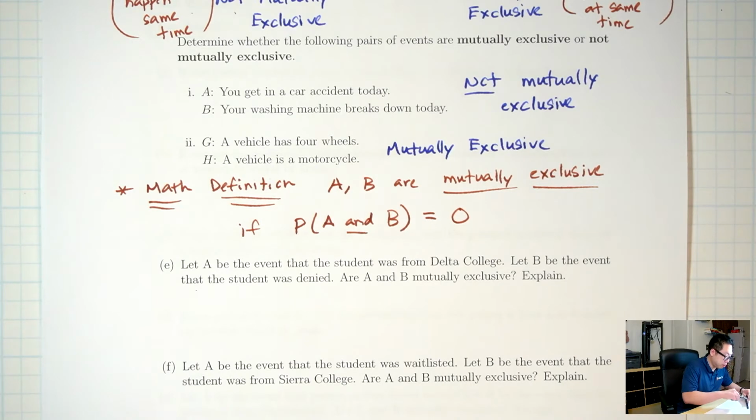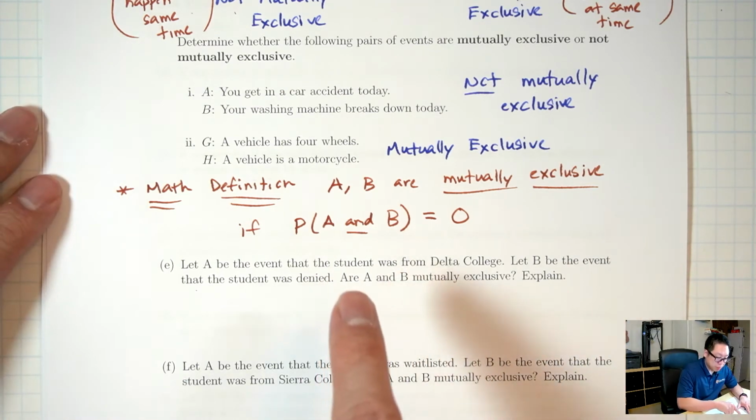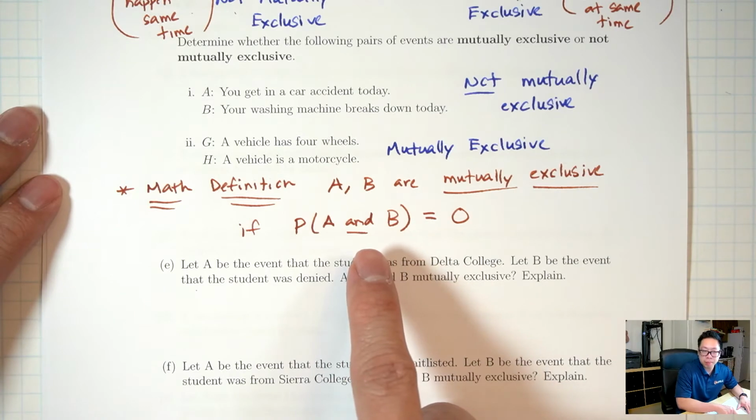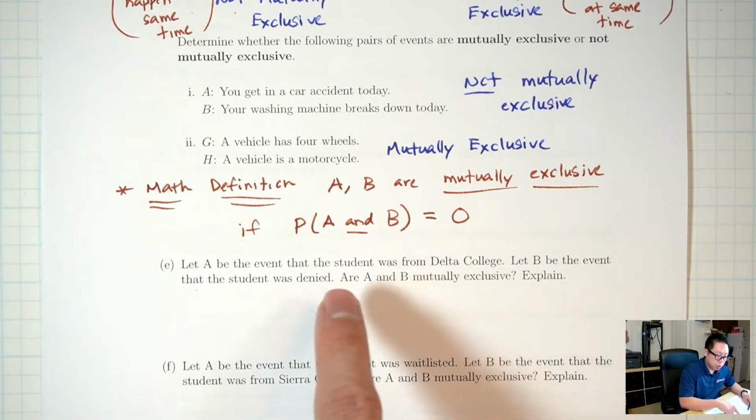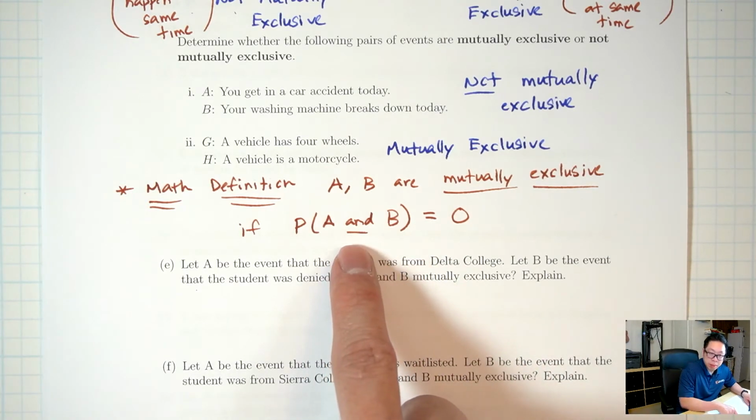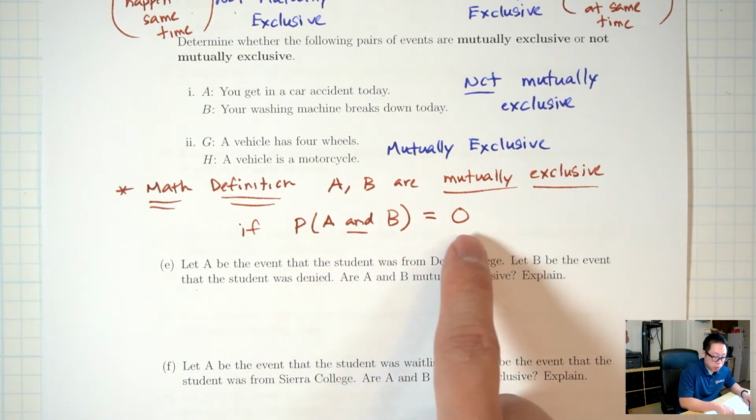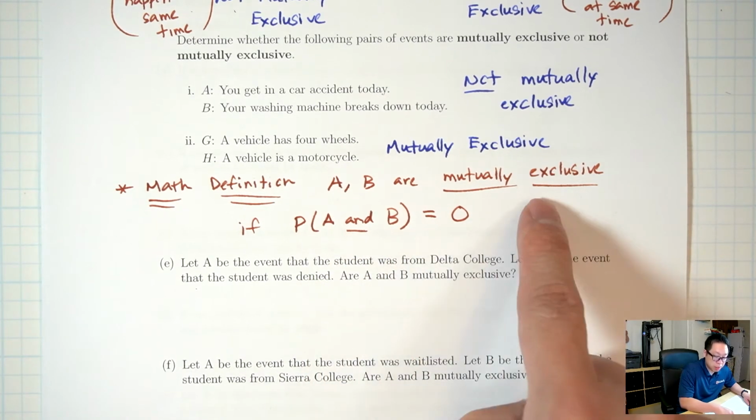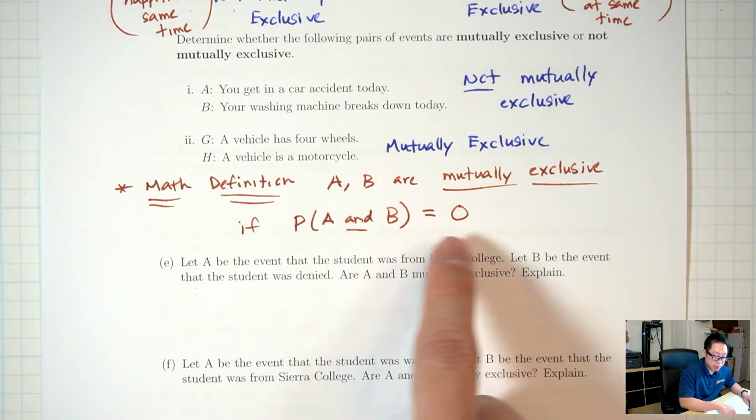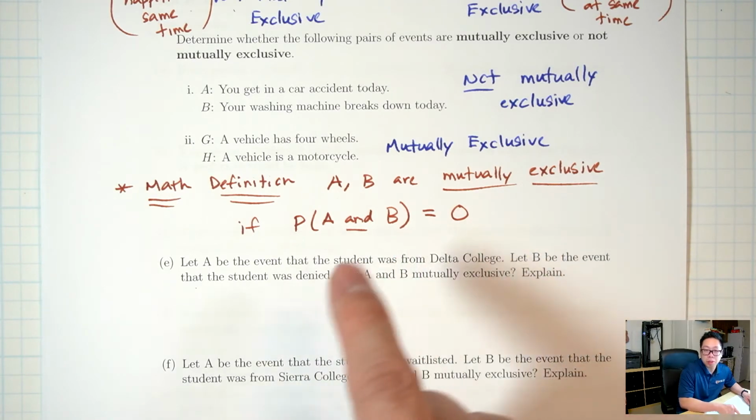Part E says, let A be the event that the student was from Delta College. Let B be the event that the student was denied. Are A and B mutually exclusive? Explain. When I say explain, I mean explain using the math definition. You're going to calculate P of A and B, and then check whether it's 0 or not. If it is 0, then it's mutually exclusive. If it's not 0, then it's not mutually exclusive.